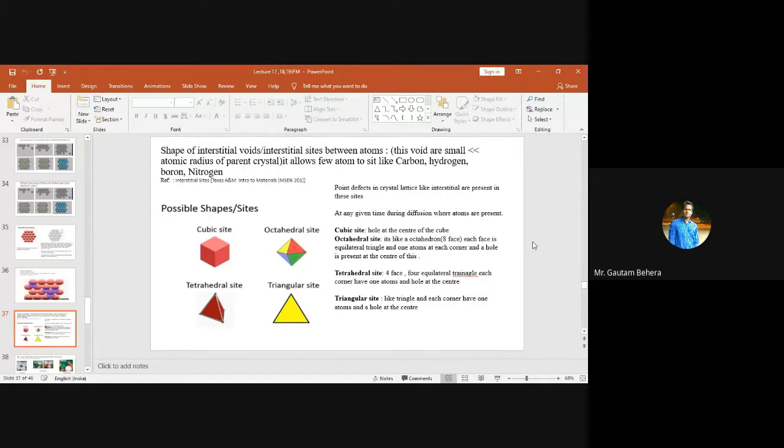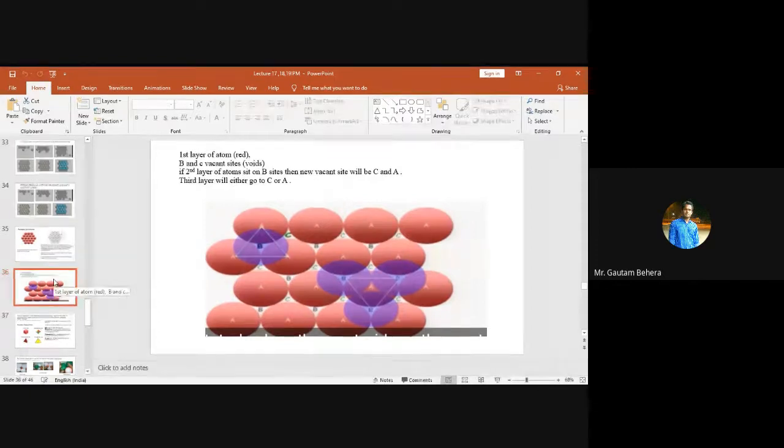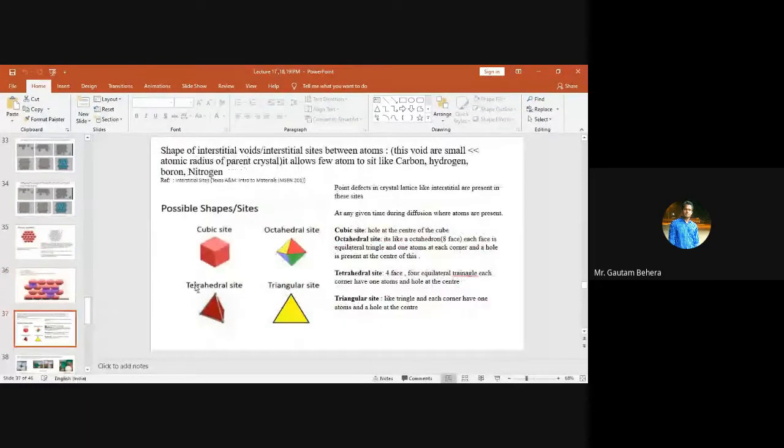Now we'll move to the next topic, that is the shape of interstitial voids. I have shown you the interstitial voids. These B sites and C sites are nothing but interstitial voids, and the A site, which is formed by the second layer, is also an interstitial void. So what is the shape of the interstitial voids? That is the topic, and those are also called interstitial sites between atoms.